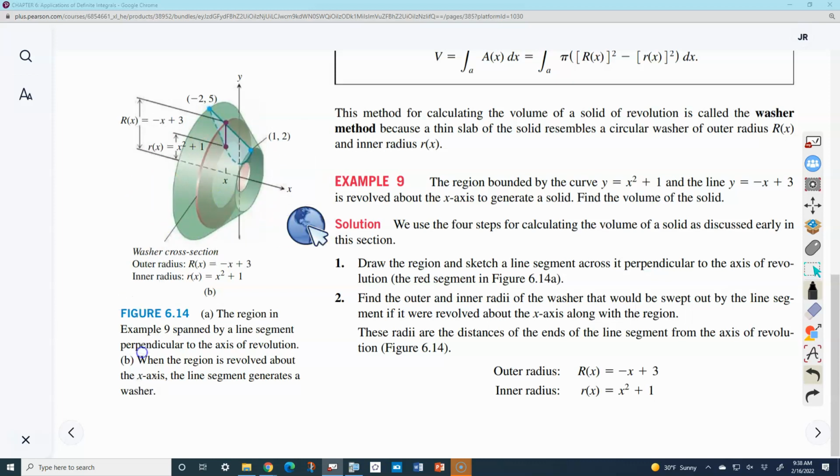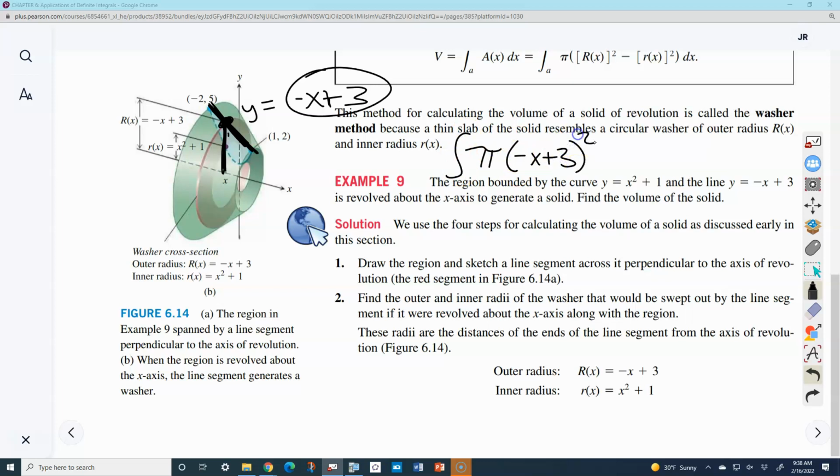But what matters is, let's just take the volume of the big part. The volume of the big part is caused by this outer radius right here. What is this outer radius? This outer radius is the y-coordinates of that thing, which is just a line. It's y equals negative x plus 3. So in terms of x, it's negative x plus 3. So the volume of that would be the integral of pi times negative x plus 3 squared dx from what to what?